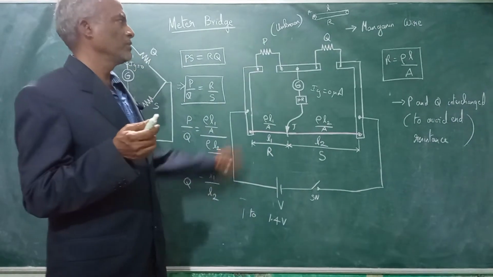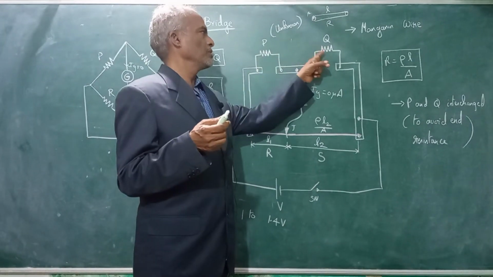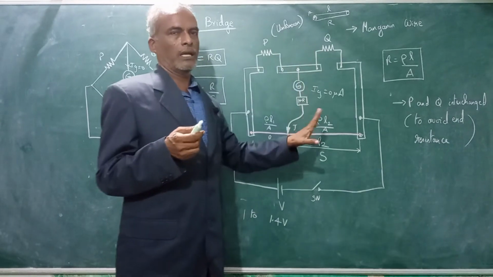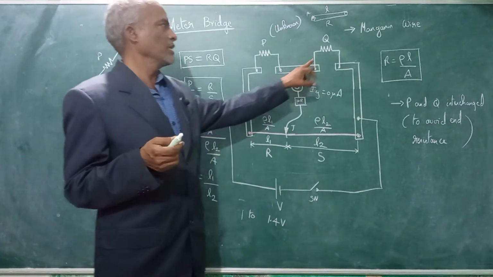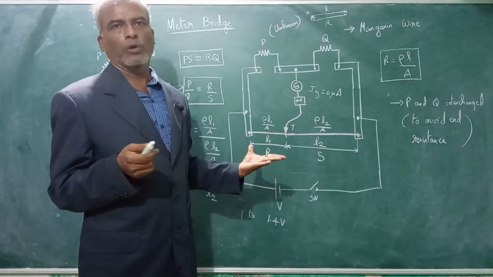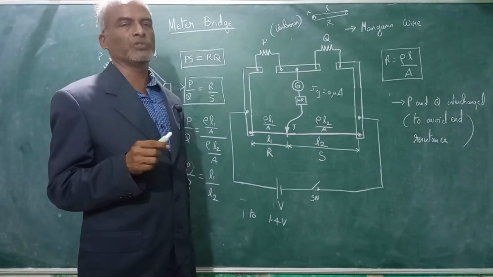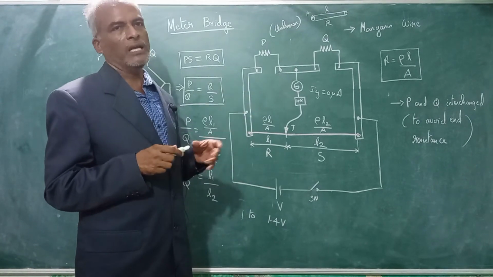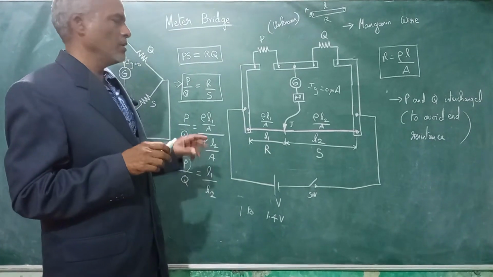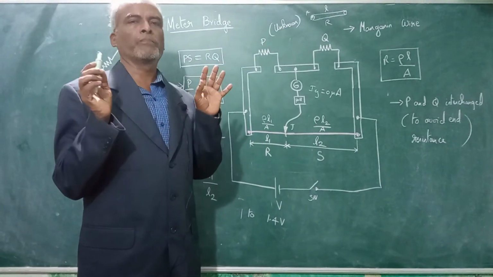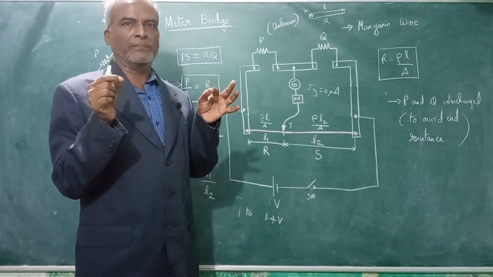Then you interchange. Bring this Q this side and P that side. And once again P is unknown, Q is known. In that case you will get one more value. You take the average of the two, and that gives the correct value of the unknown resistance. So now you know the unknown resistance of a wire or a piece of conductor.